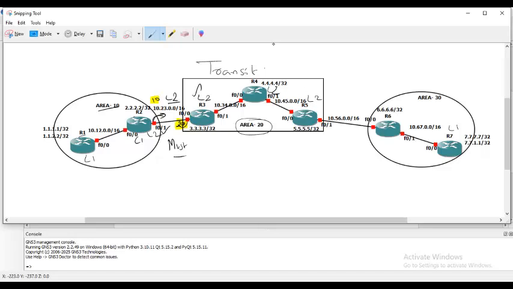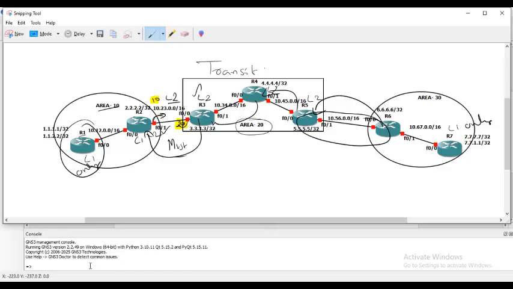See, you may have L1 only here. No problem. Here also L1 only, no problem. But between the borders, you don't have an ABR like OSPF. So you must have what? L2. L2 alone can learn routes from other areas. L1 cannot. So usually in the border, we will have an L1/L2 router.